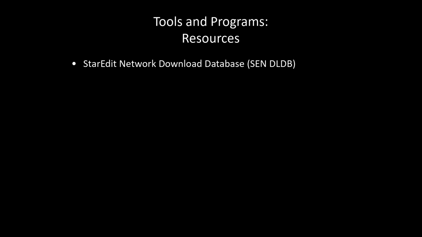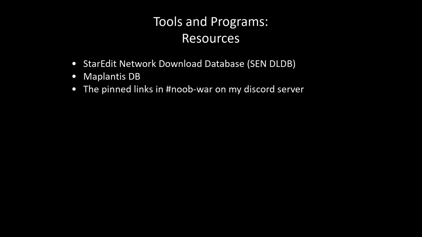I use the SEN DLDB, that's the Starnet Network Download Database, that Voyager has maintained pretty actively lately, and basically has most of the Maplantis stuff. I also have the Maplantis DB that I've gone through and named everything, and that should be on my Mega somewhere, so check the description for a link for that. The pinned links in Nubor on my Discord server are also really useful. I consult those very regularly when I had internet anyways.